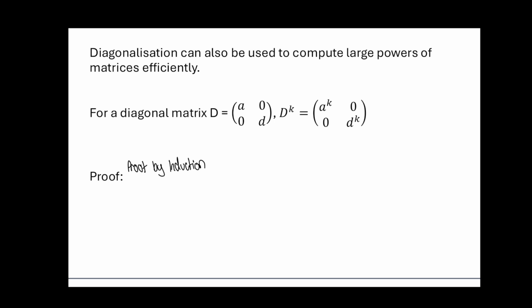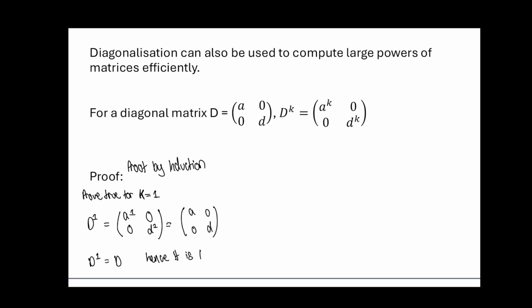What we first do is prove true for n is equal to 1. In this case, it is going to be k is equal to 1. So D to the power of 1 is equal to a to the power of 1, 0, 0, d to the power of 1, which does give us a, 0, 0, d. Therefore, D1 is equal to D, hence it is true for k is equal to 1. Now what we are going to do is assume it is true for n is equal to k. So we're going to assume that D to the power of k is equal to a^k, 0, 0, d^k. We're going to assume that's true.